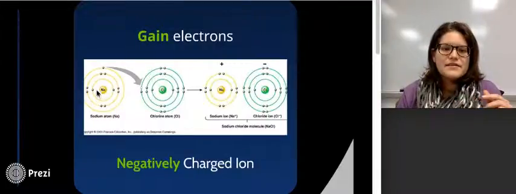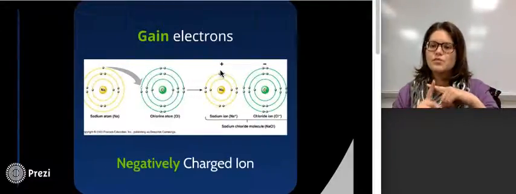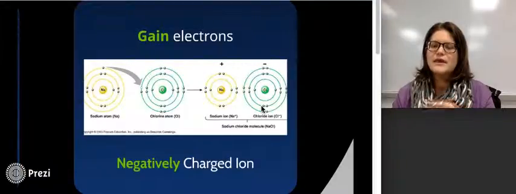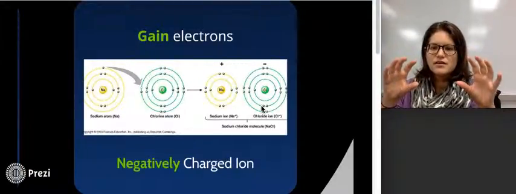So what happens is sodium gives up an electron to chlorine. Now both of them have full valence shells, but then we see, hey, sodium is a +1 ion, chlorine is a -1 ion, +1, -1.